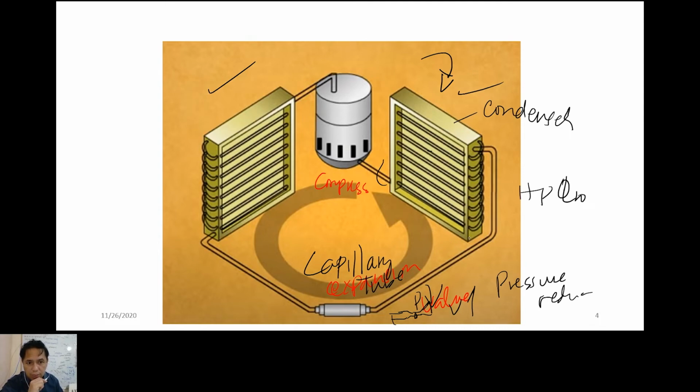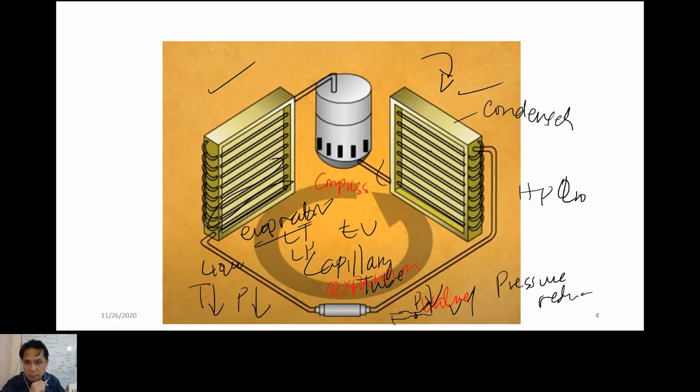High pressure liquid goes to the capillary tube or expansion valve because it should lower the pressure. Pressure should be lower, temperature should be lower, and flow should be regulated. The amount of superheat of the refrigerant should be lower so that when it enters the evaporator, it should have a lower temperature and lower pressure. Then when it goes to the evaporator, it is still liquid, right? Liquid, that's why it should be evaporated.